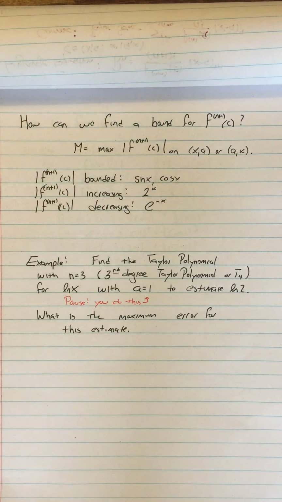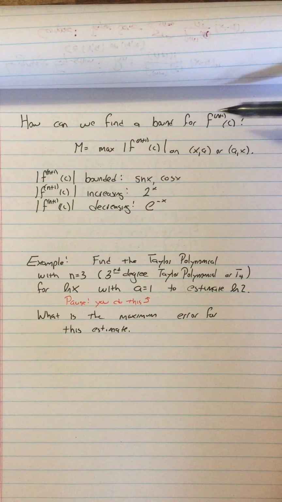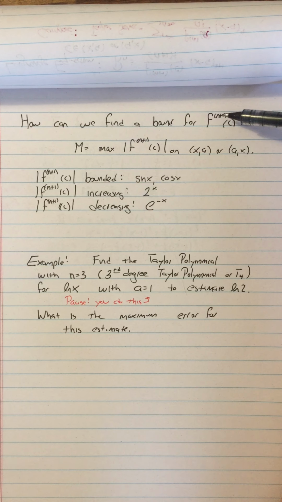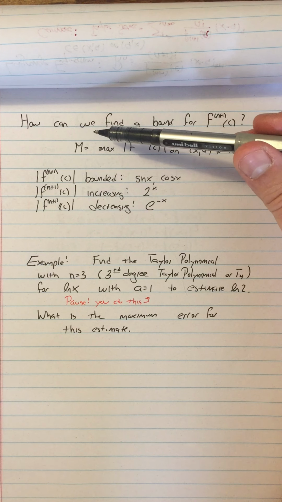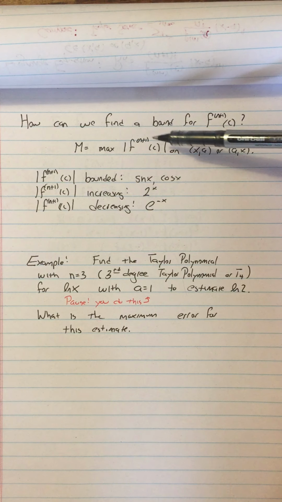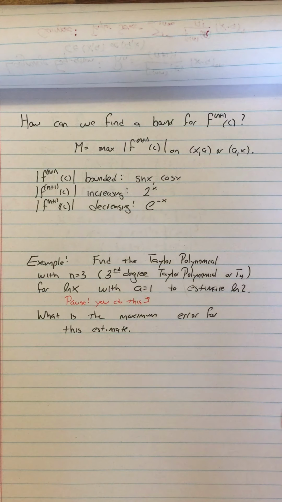So clearly the fundamental problem with the remainder estimate is how do we find a bound for the n plus first derivative at c, because we're using this letter M in our error bound that is the maximum of the absolute value of the n plus first derivative at c on the interval x to a or a to x. So basically there's three things you can look at.